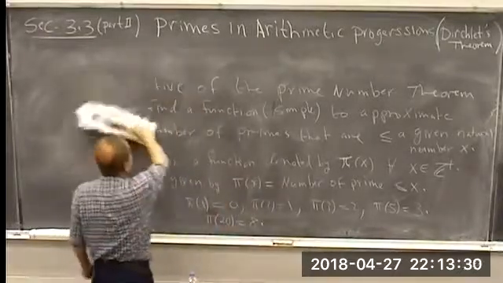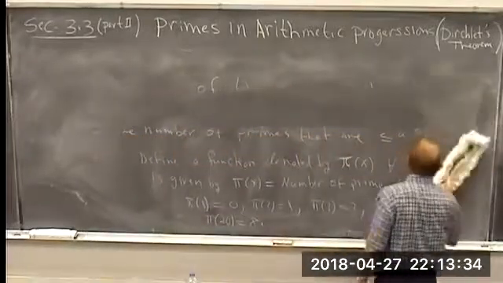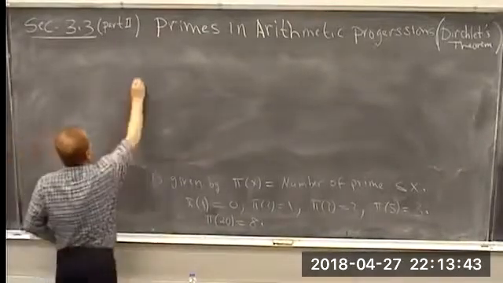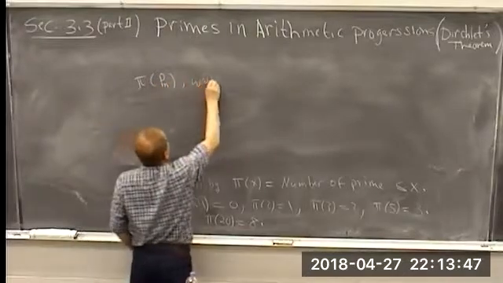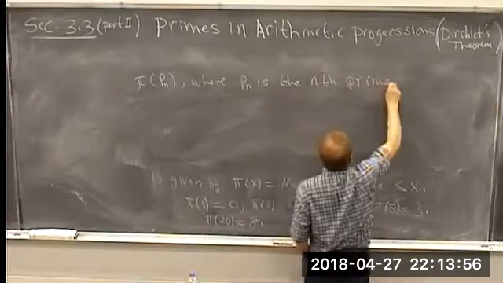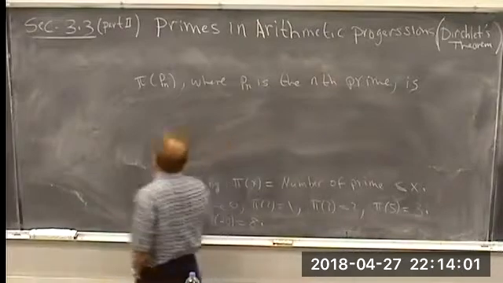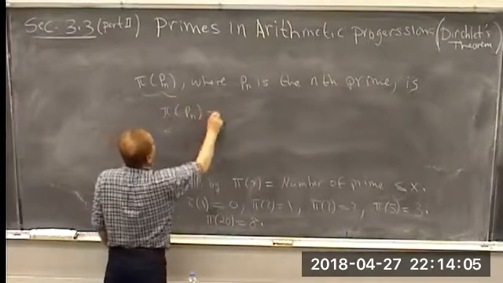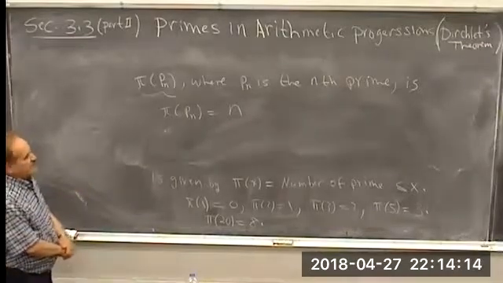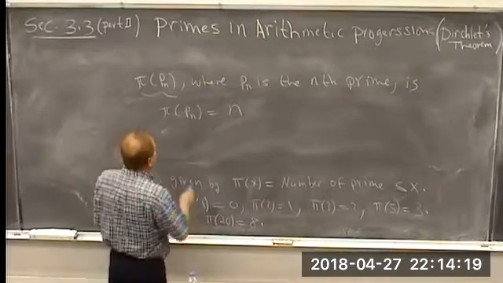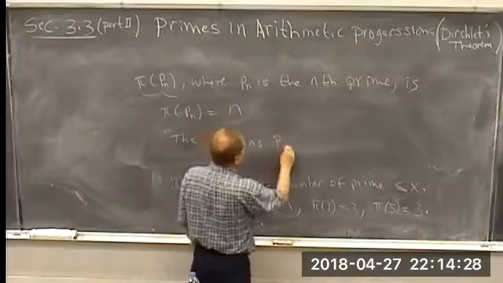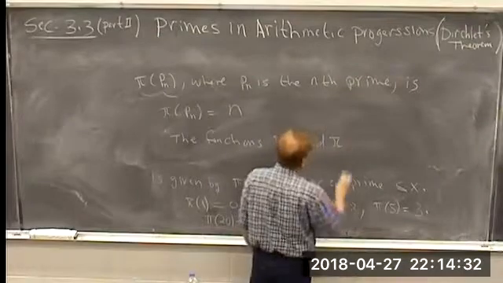In particular, pi of P sub n is a very important thing, where P sub n is the nth prime. What is it equal to? It is equal to n, because the nth prime means there are n primes up to it. So in some sense, the function P sub n, which gives us the nth prime, and pi are inverses of each other.